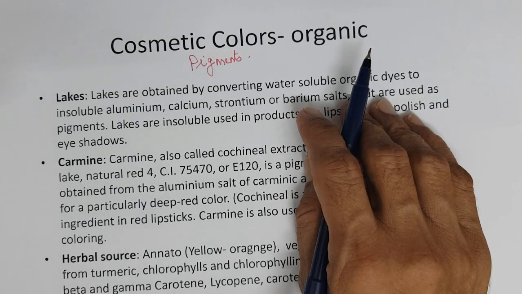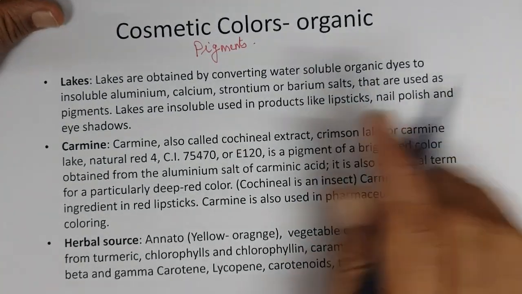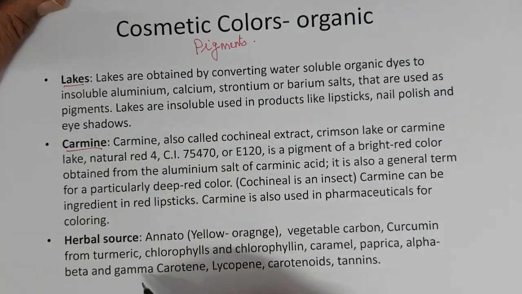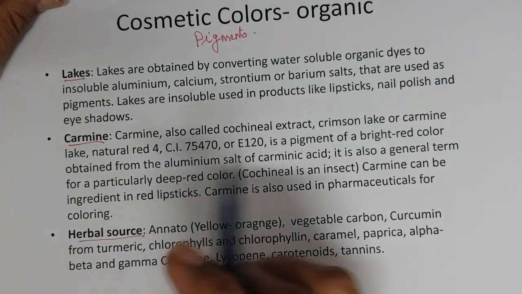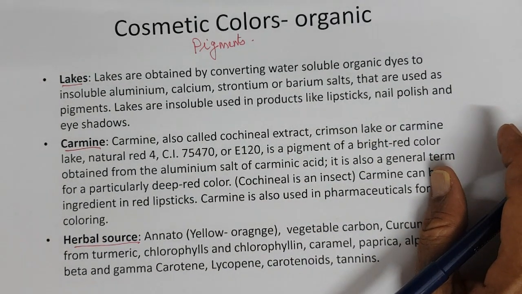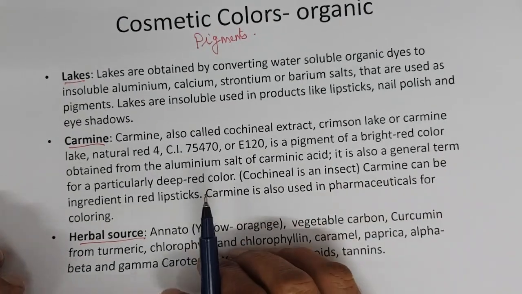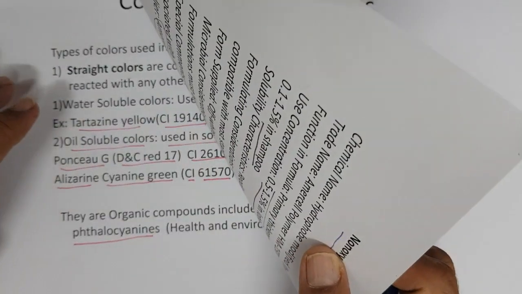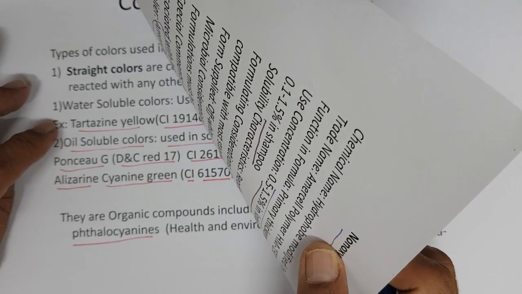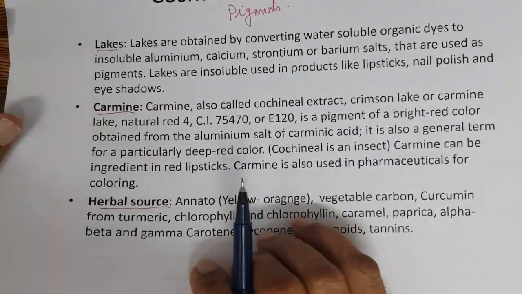They are dispersible only. Pigments can be of three types: lakes, carmine, and from herbal source. These are organic pigments. What are lakes? Lakes are obtained from water soluble colors. These are all sodium salts of water soluble colors, right?